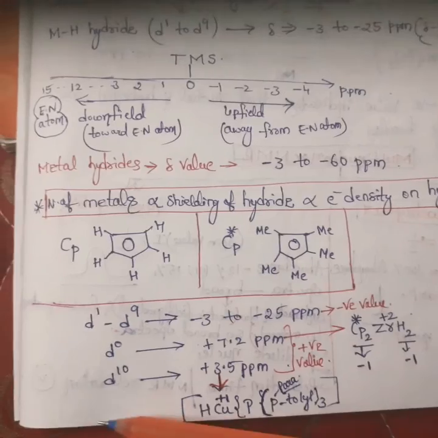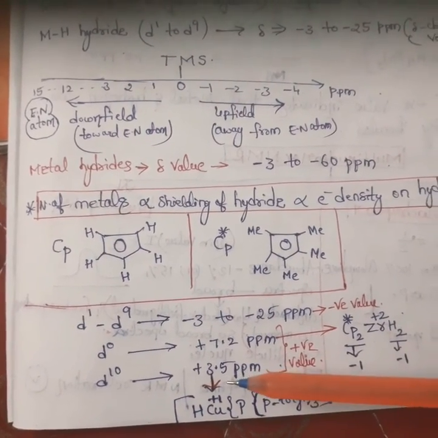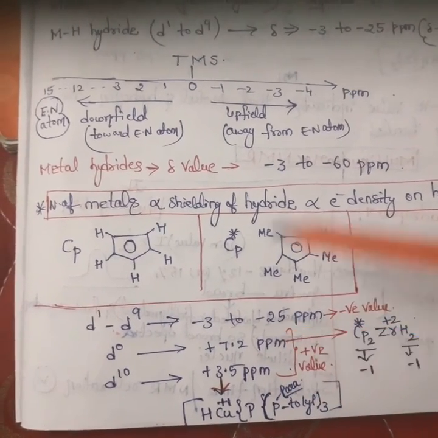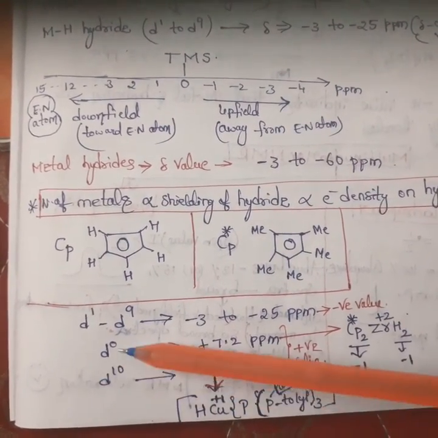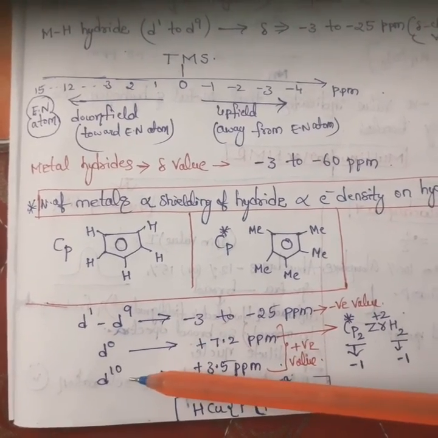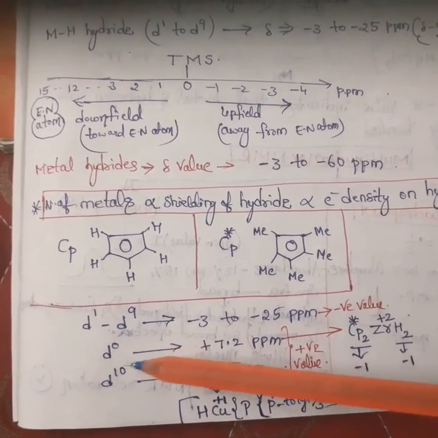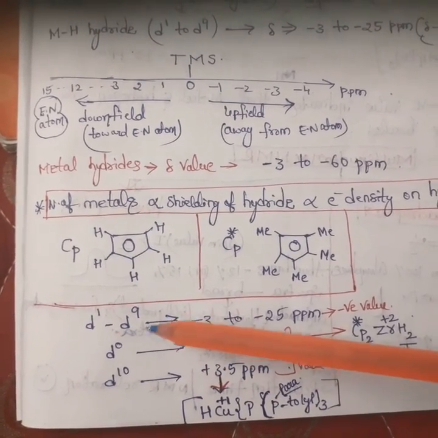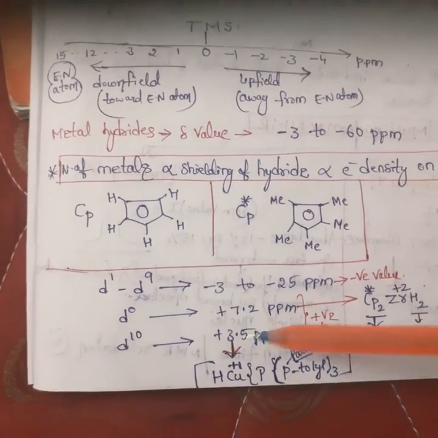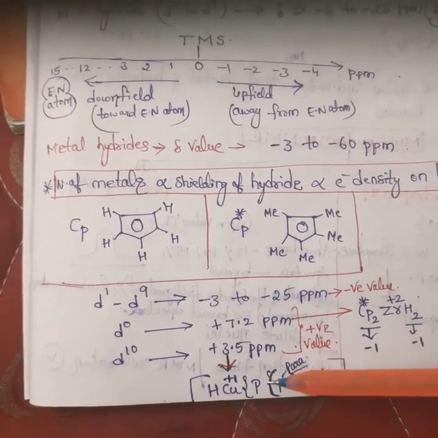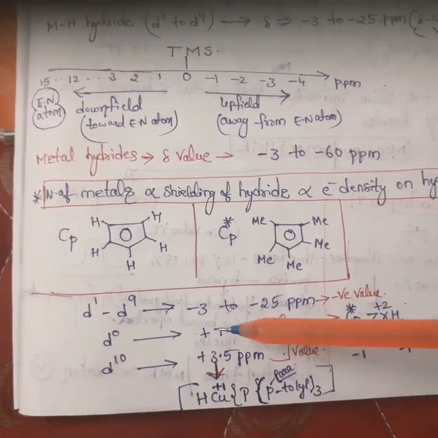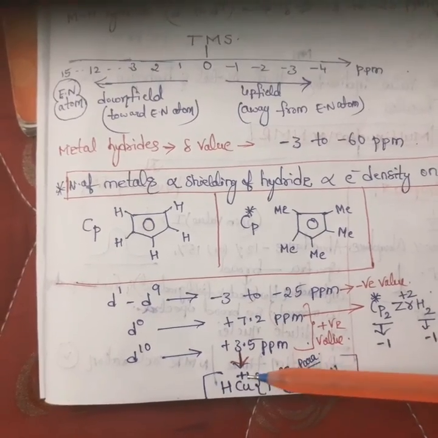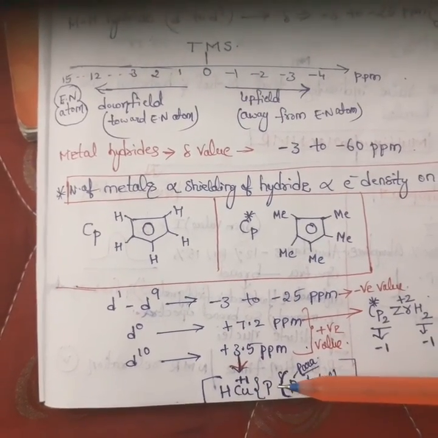Next, d10. d10 will have a chemical shift value of about +3.5 parts per million. Here we have to remember one thing, friends: d0 and d10 have positive chemical shift values. d1 to d9 have negative chemical shift values. This is a complex and an example of d10 having a positive chemical shift value. Here HCu, I mentioned the oxidation state of this copper as +1.